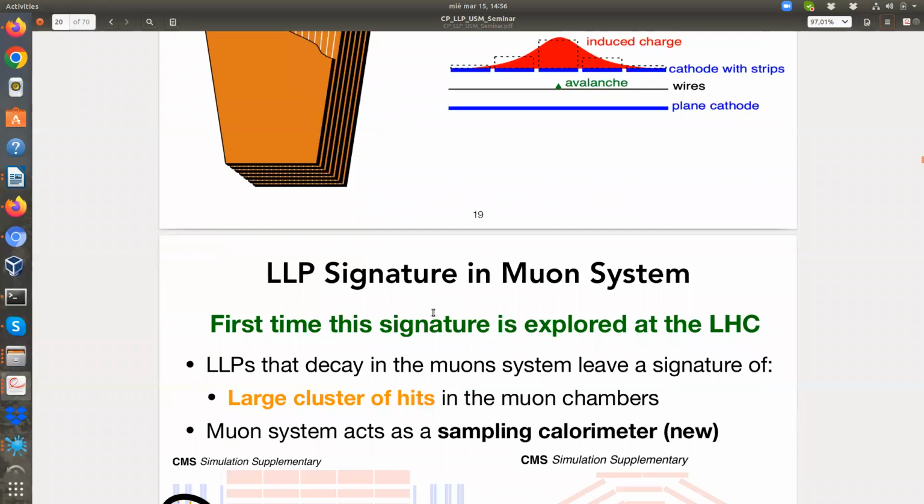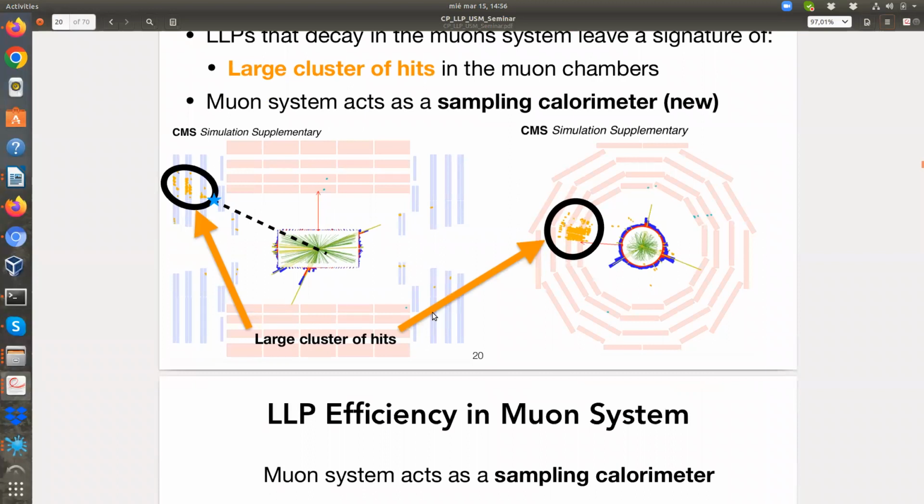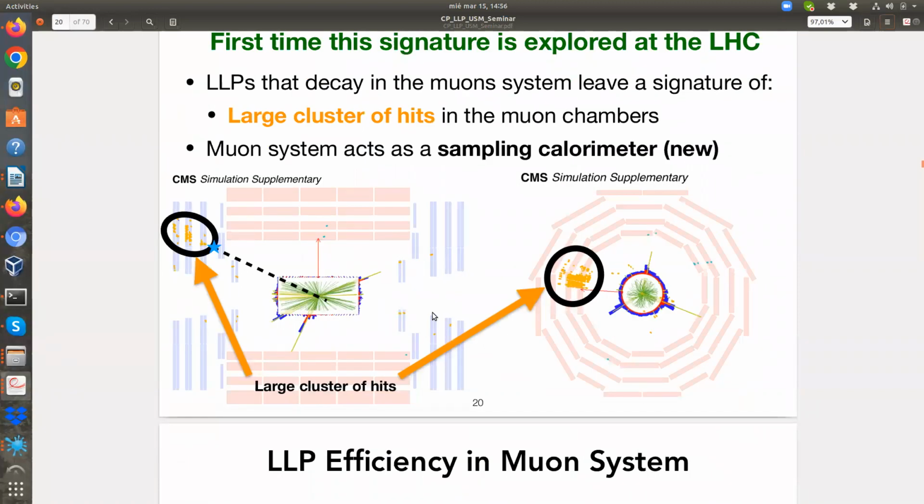Now, once we run the full simulation, this was done for the first time in CMS. What we see is what we expected. We run the simulation and make an LLP that in this case decays on the other side of the detector, on the right-hand side. And we now see a large cluster of hits reconstructed in the detector. You can also see the view in the transverse plane, where you also see this happening.